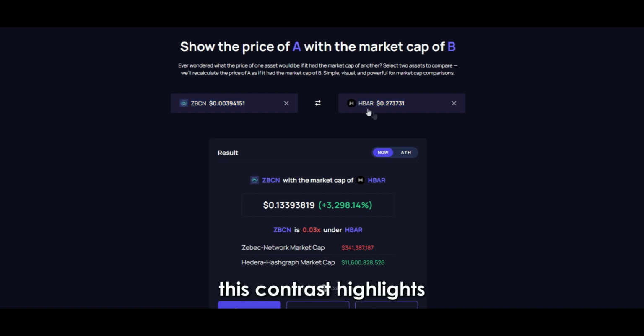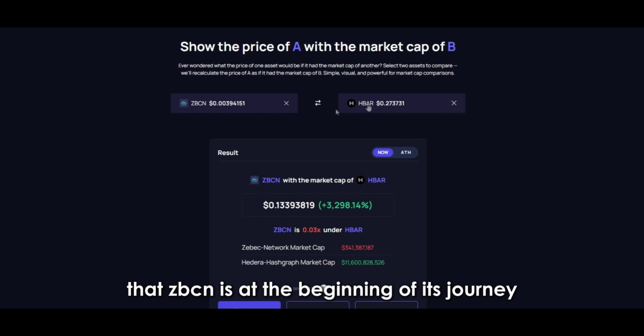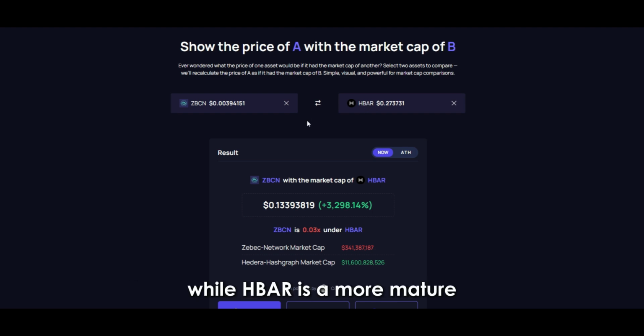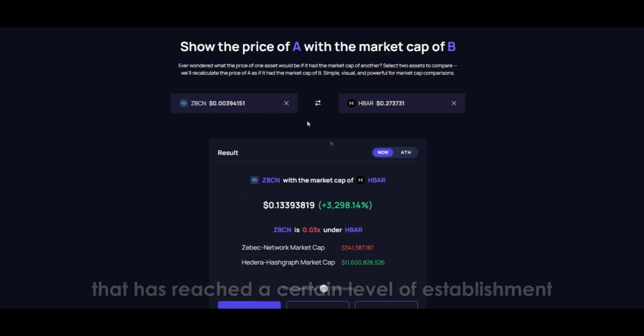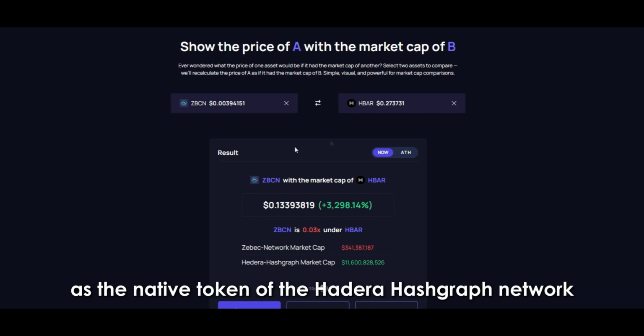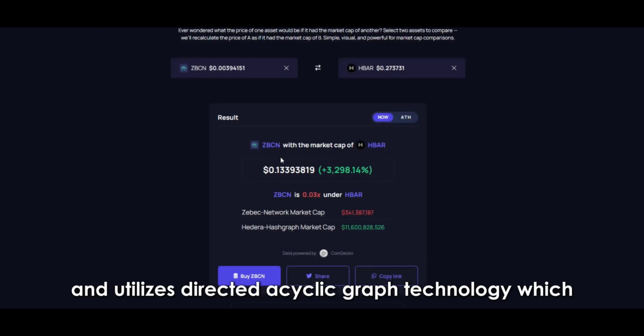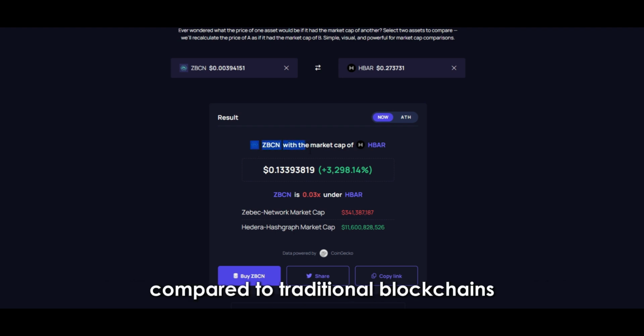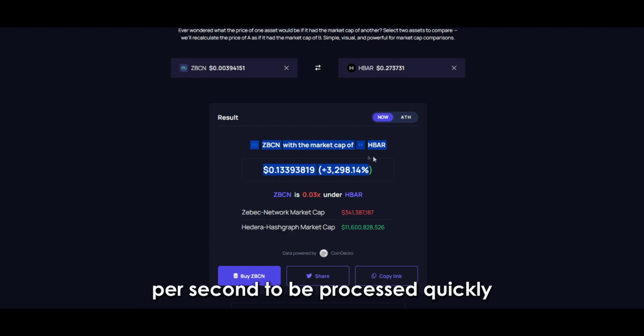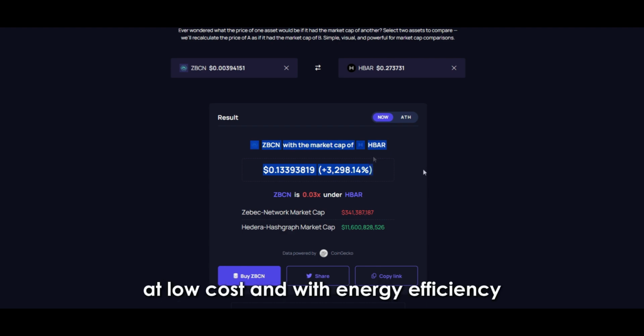This contrast highlights that ZBCN is at the beginning of its journey, while HBAR is a more mature, Layer 1 project that has reached a certain level of establishment. HBAR operates as the native token of the Hedera hashgraph network and utilizes directed acyclic graph technology, which offers higher scalability compared to traditional blockchains. This enables thousands of transactions per second to be processed quickly, at low cost, and with energy efficiency.